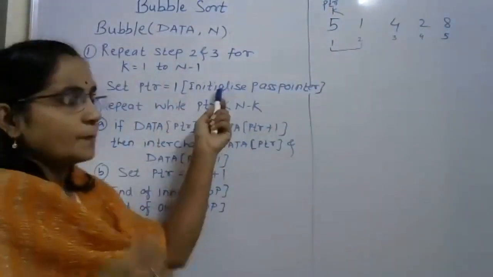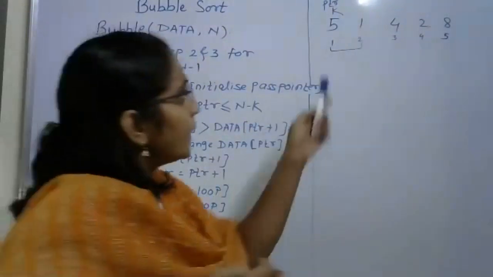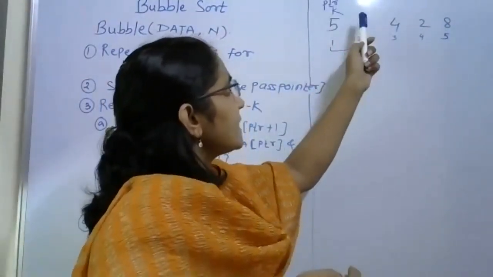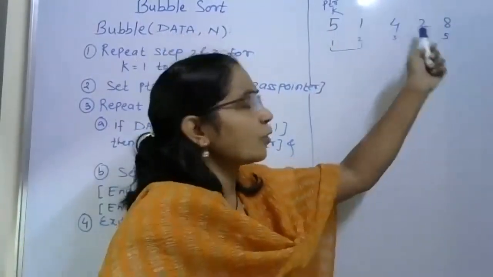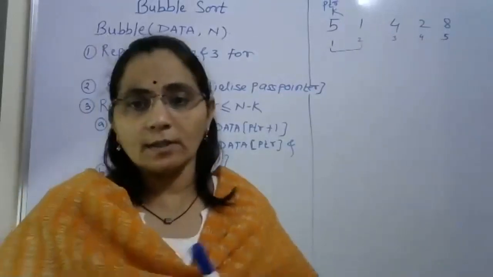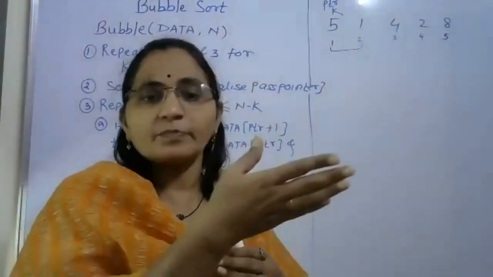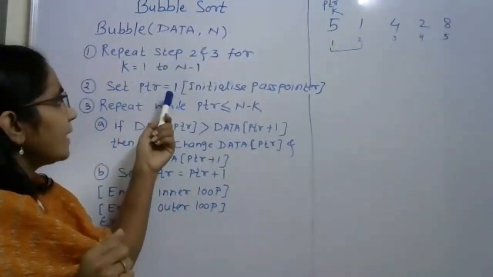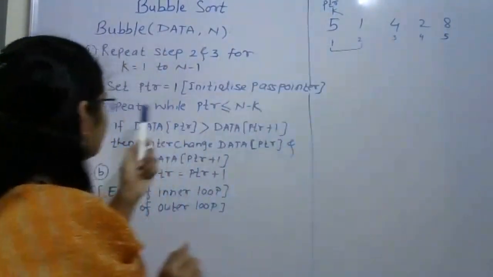Initialize pass pointer. What does initializing the pass pointer mean? Every time you have to pass the pointer from first to second, second to third, third to fourth, fourth to fifth, because you have to compare each and every element with the other elements. So to pass the pointer, you first have to initialize it with the value 1. So PTR equal to 1.